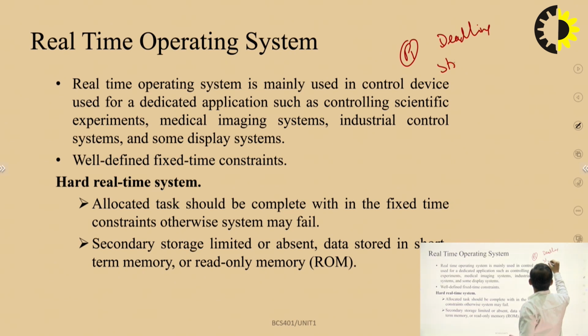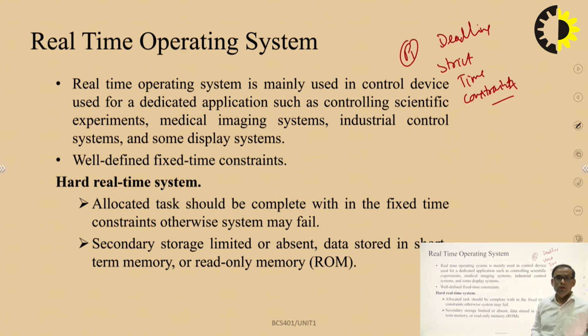to complete a task. Suppose we have 4 processes, so each and every process has a strict time constraint, a deadline to complete that particular process. Now there are two possibilities: either that process will complete within that time constraint, or that process may be delayed. It means that process will not complete within the defined time constraint.